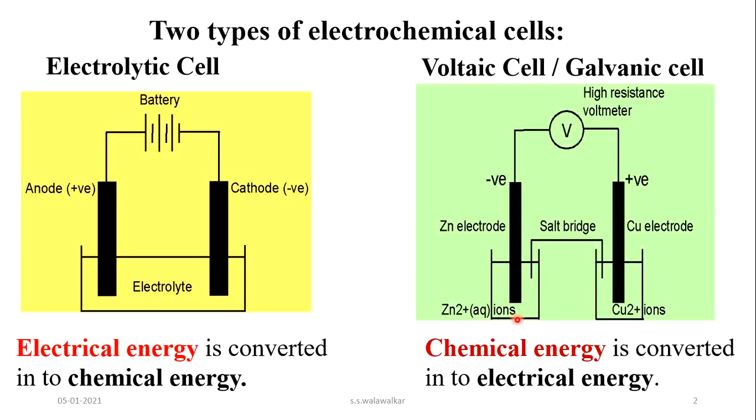Here at negative electrode, oxidation takes place, and at positive electrode, reduction takes place. And negative electrode is called as an anode because here oxidation takes place, and positive electrode is called as a cathode because here gain of electron takes place, that is reduction takes place. And in galvanic cell, chemical energy therefore is converted into electrical energy.